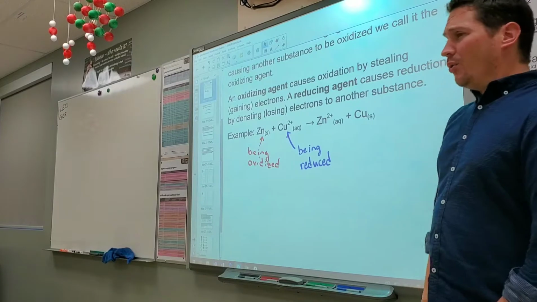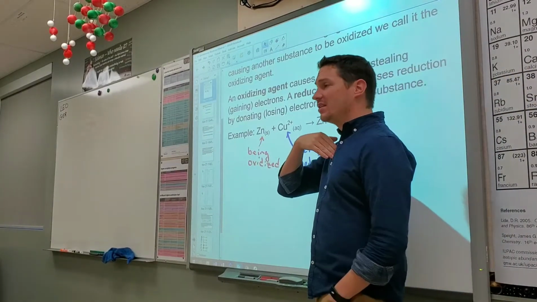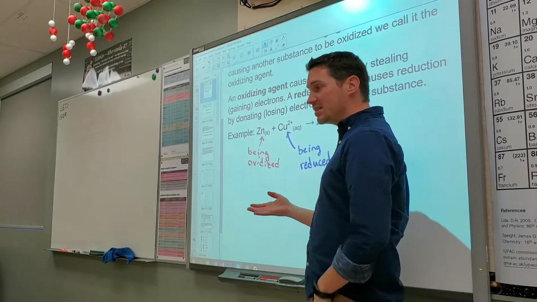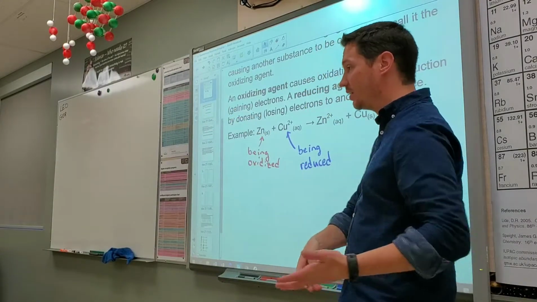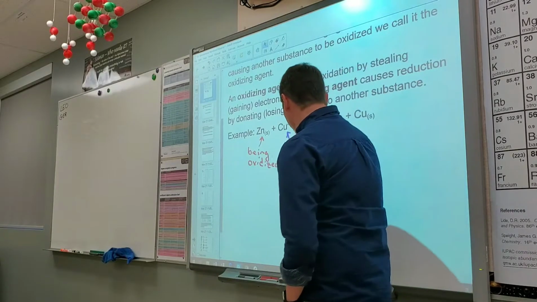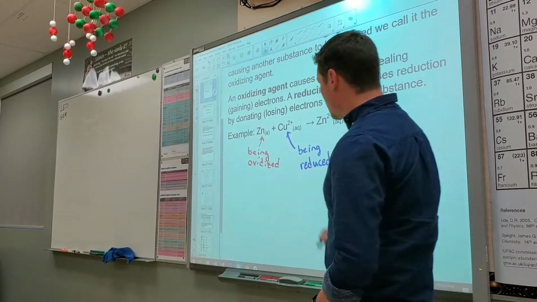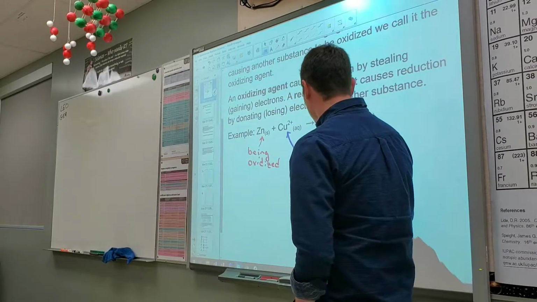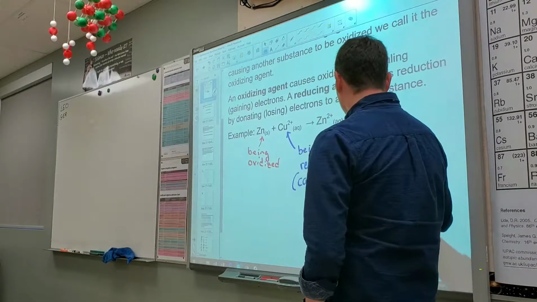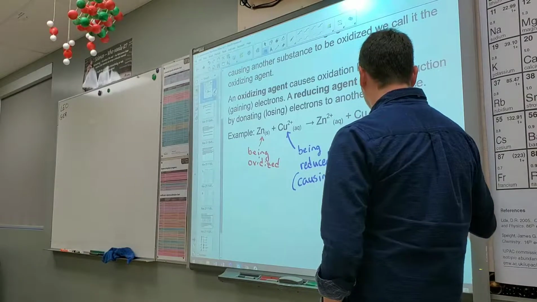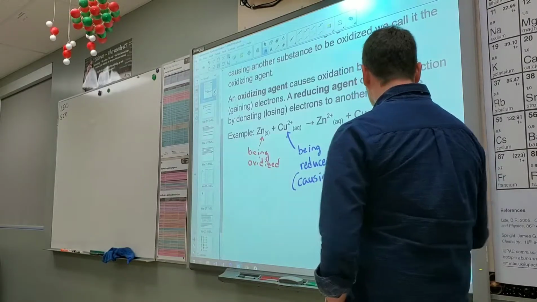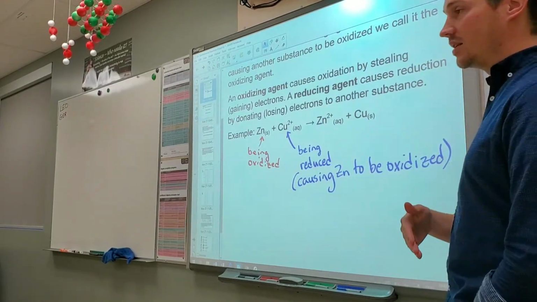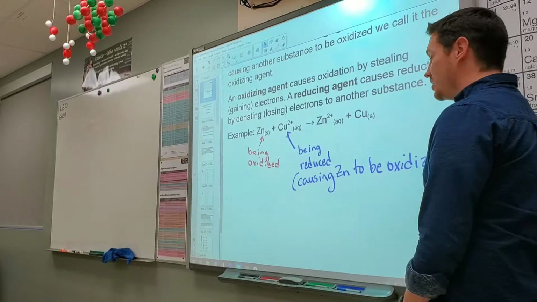Now, what is causing zinc to be oxidized? What is the substance that's causing the oxidizing? Copper. So the copper is being reduced, but it's also the thing that's causing zinc to be oxidized. So it is the agent that is causing the oxidizing. We call it the oxidizing agent.